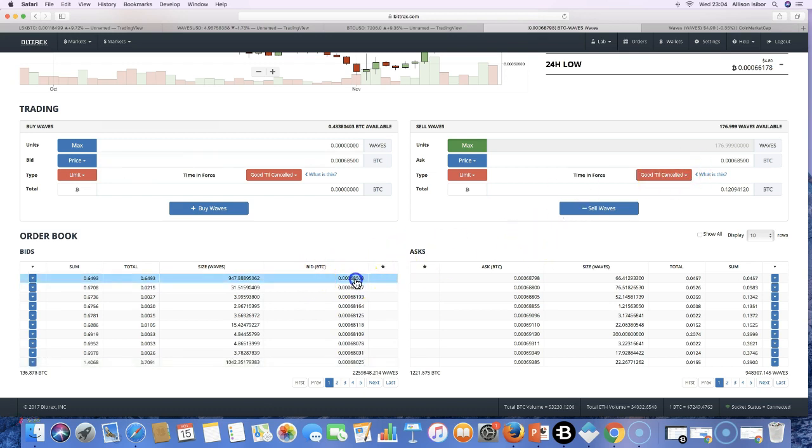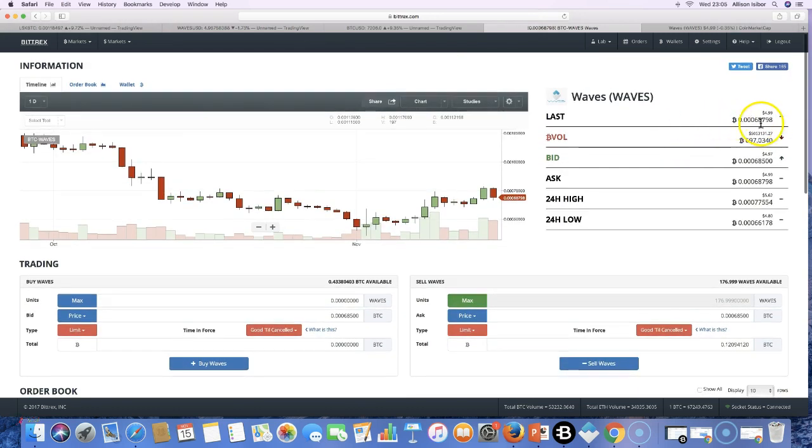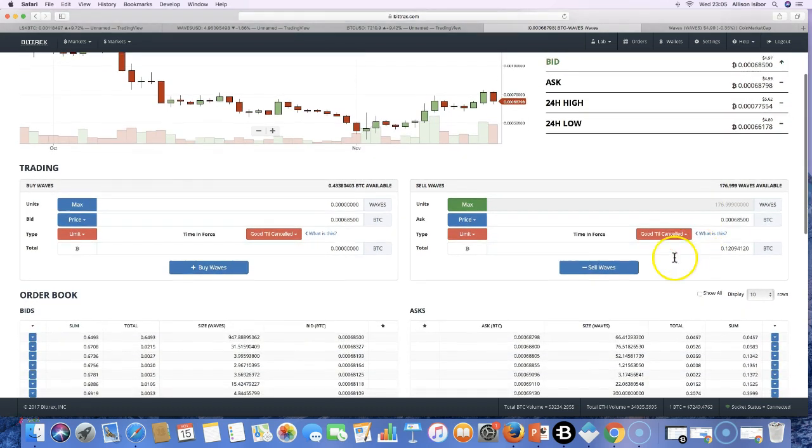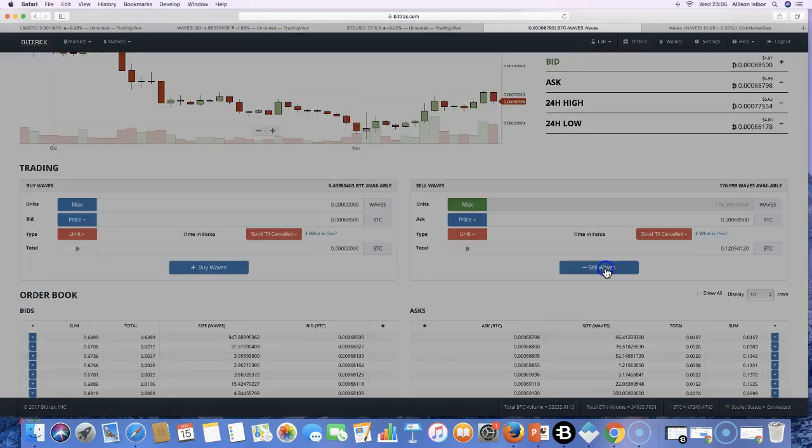And if I click on it, that automatically turns up here. You can see that price there. And then I click on, so I'm going to get 0.12 Bitcoin. And that is it. I want to sell the waves for, which is equivalent of, that is 68,000 Satoshis. That's about $5. So I'm going to sell my waves for $5.